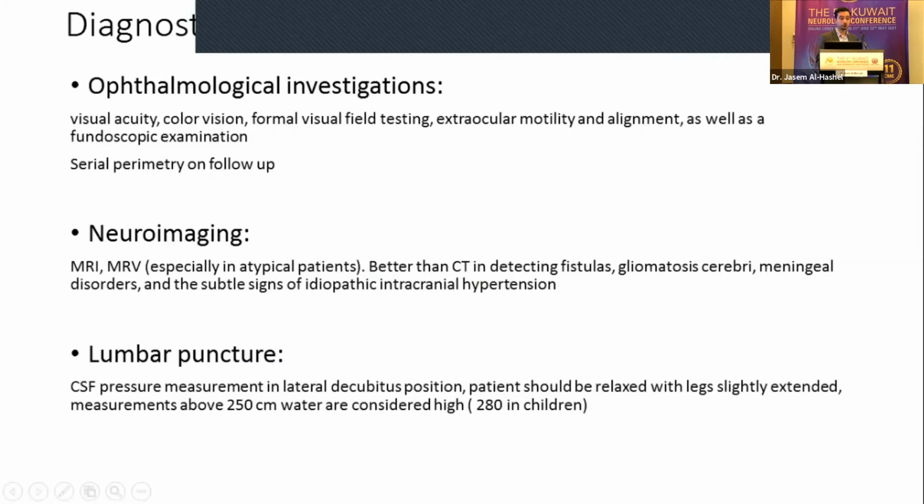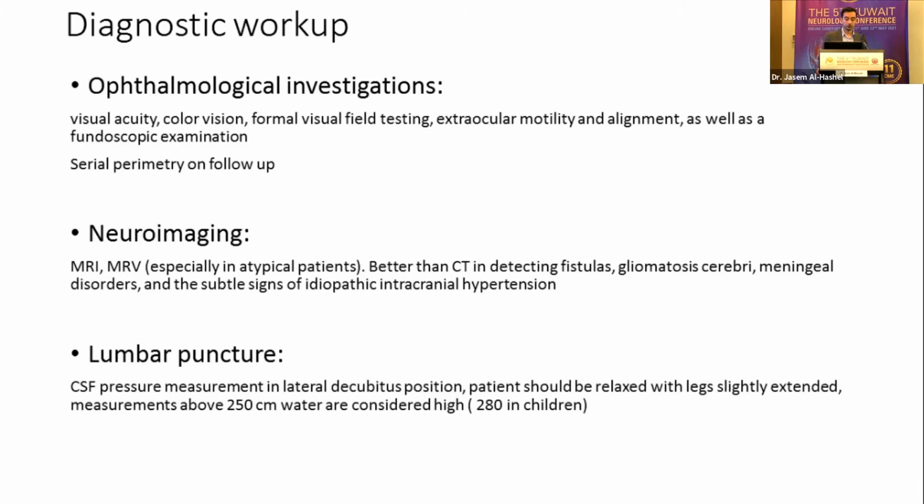So how would you diagnose such patients? You need to do a good ophthalmological exam and investigations. You check the visual acuity, color vision, formal visual field testing, and check extraocular motility, and do, of course, a fundoscopic examination to check for papilloedema and the grade of papilloedema. Should you do MRI, MRV, CT, or CTV? In most patients, usually we do MRI, MRV, and this is because MRV is more useful in detecting the other possible causes or differentials such as fistulas and any meningeal disease and the subtle signs of IIH. But in a typical patient with IIH, so middle age, obese, CTV, if that's what's available, can be enough. Lumbar puncture should be done in the lateral position. Patient should be relaxed, extend the legs before measuring.